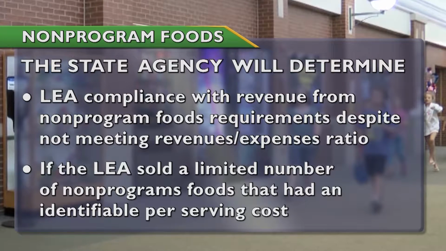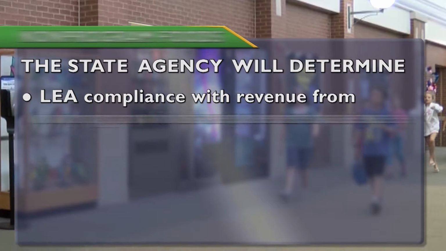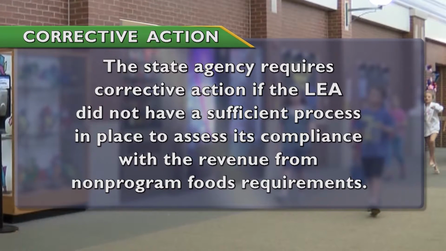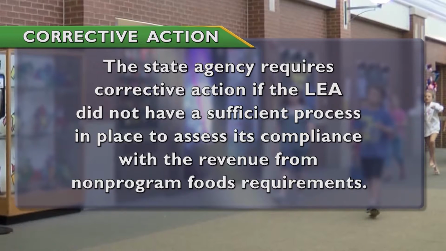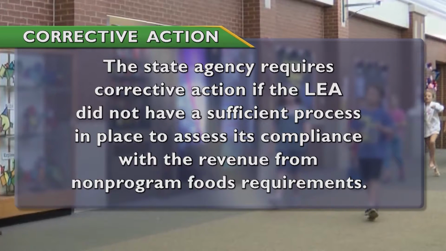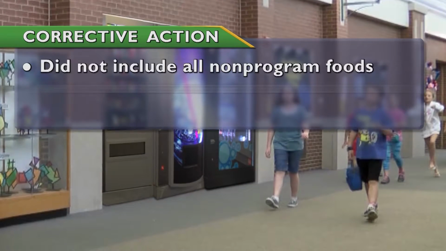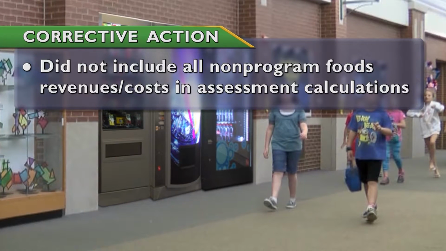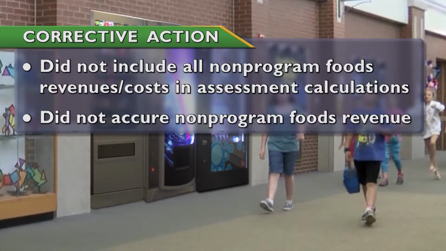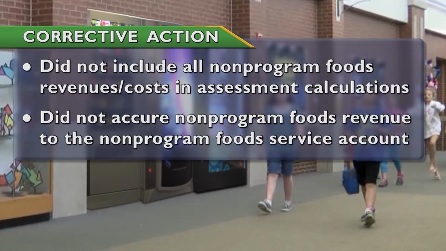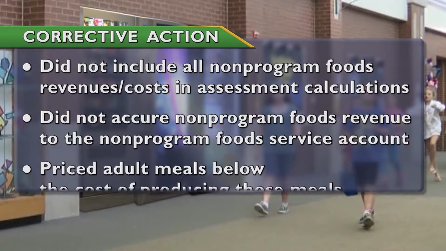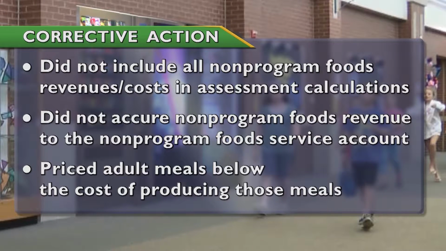an identifiable per-serving cost. The state agency requires the LEA take corrective action if it did not have a sufficient process in place to accurately and thoroughly assess its compliance with the revenue from non-program foods requirements. For example, if the LEA did not include all non-program food revenues and costs in its assessment calculation, or did not ensure that revenue from non-program foods accrued to the nonprofit school food service account, or priced adult meals below the cost of producing those meals.